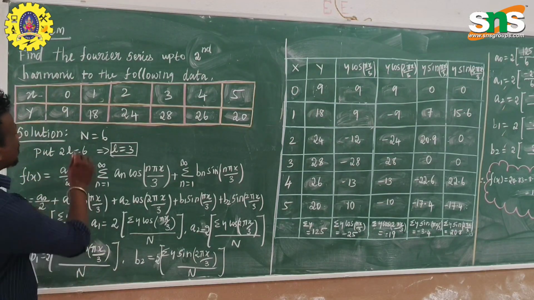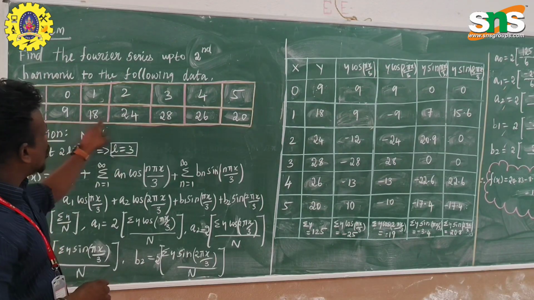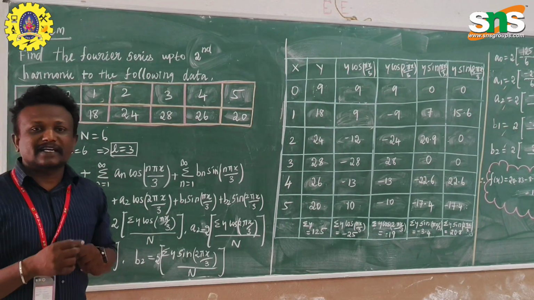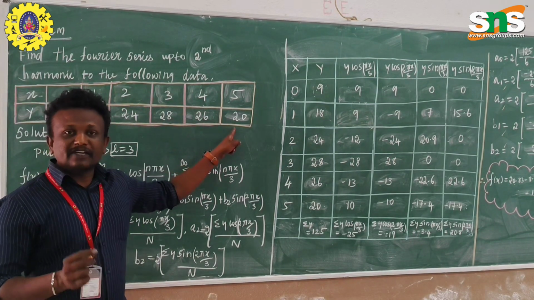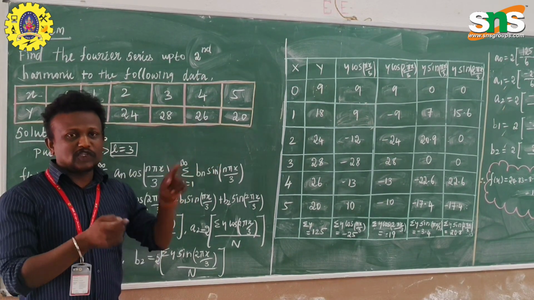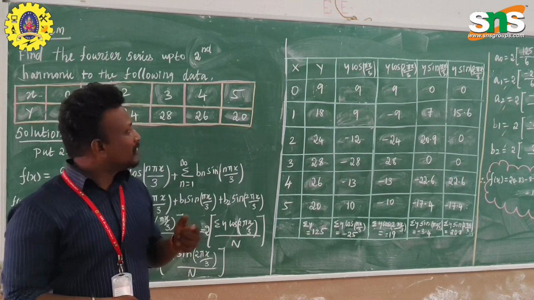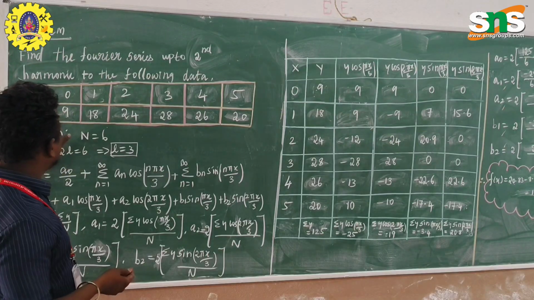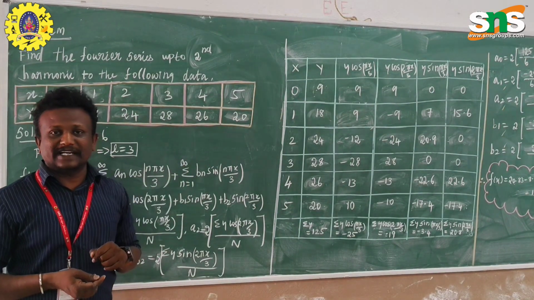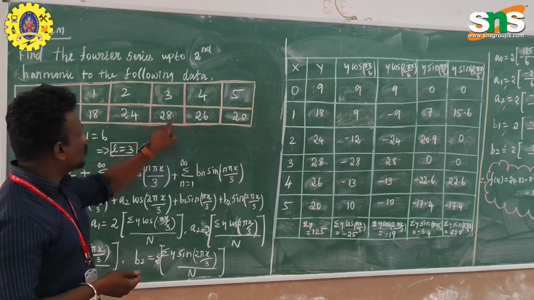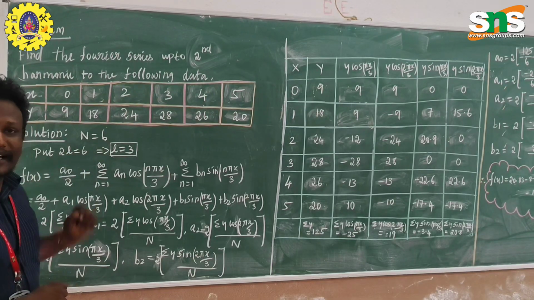First, we need to check how many outputs we have in the y-axis. It is 6 outputs. Also, we need to check whether there is repetition between the first and last values. If we have a repeated value in the first and last term, then we have to neglect the last value. Here we do not have a repeated value, so we have to consider all the values: 1, 2, 3, 4, 5, 6. We have 6 values, so the 6 outputs are called capital N.